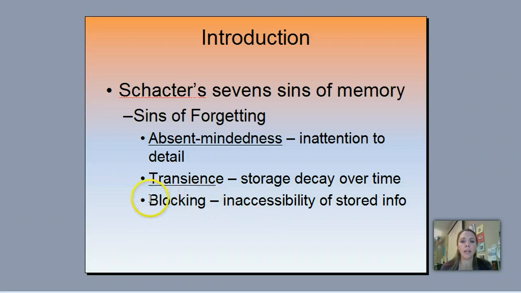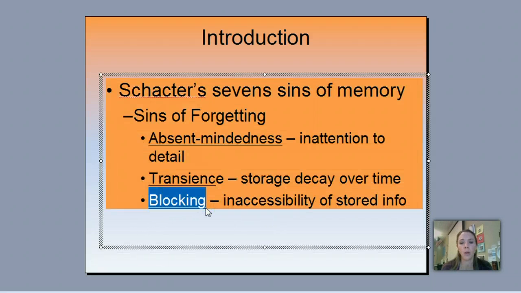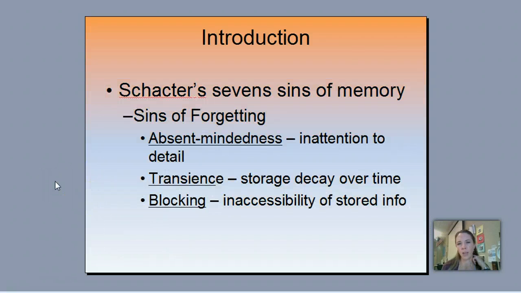This one right here is like that tip of the tongue phenomenon, where you see an actor, you're thinking of an actor in a movie, and you know it's in your brain somewhere, you're just like, oh, I can't think of it right now, that's like on the tip of my tongue. So that's blocking. It's the inaccessibility of stored information. It's in there, you're just not able to get to it right now. Okay, so those are the sins of forgetting.